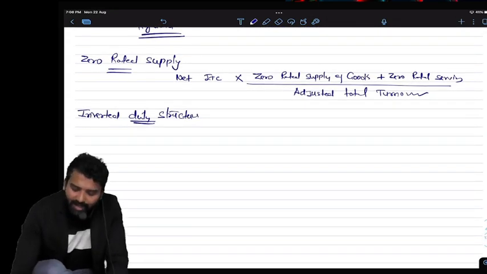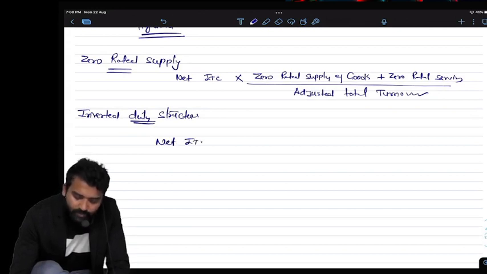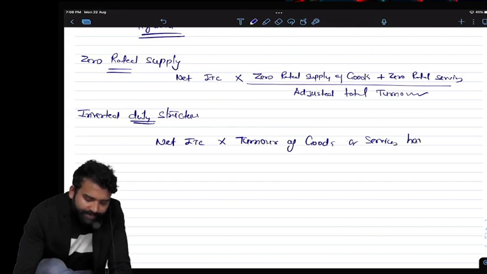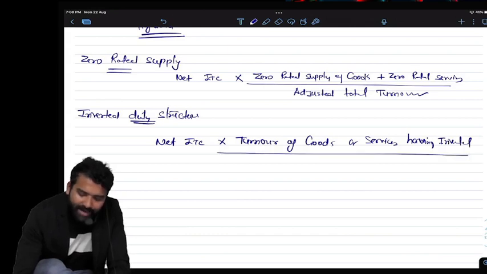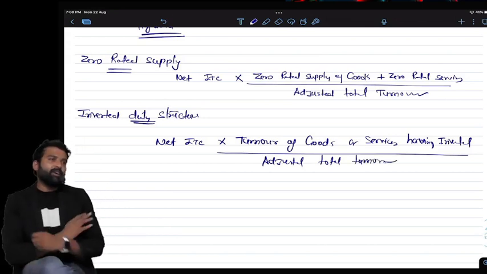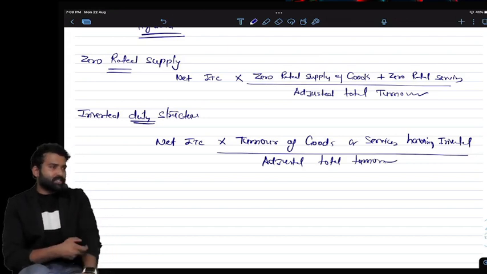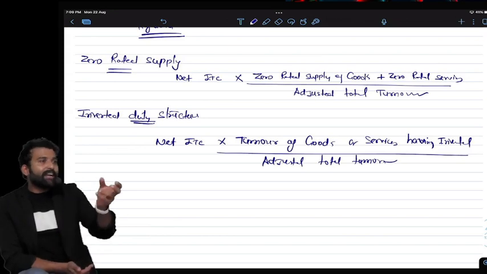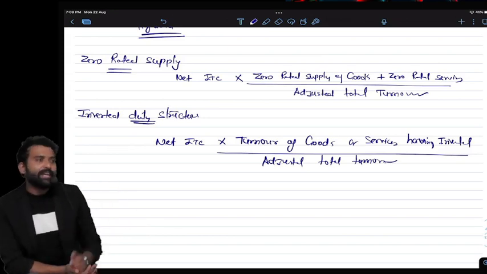So now what is the formula? Again, net ITC into turnover of goods or services having inverted duty structure. That will be my numerator, divided by adjusted total turnover. Again, I will claim refund only on the turnover which belongs to inverted duty structure. So my total ITC multiplied by the turnover of inverted duty structure divided by total turnover will give me the proportionate ITC which belongs to the inverted duty structure.